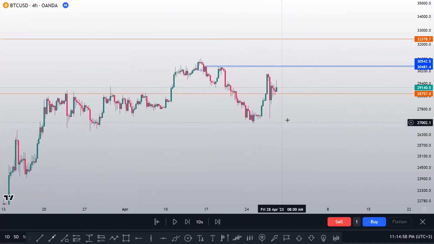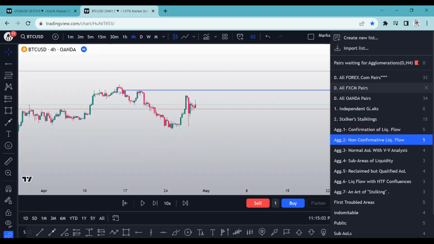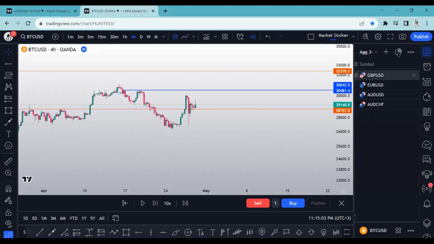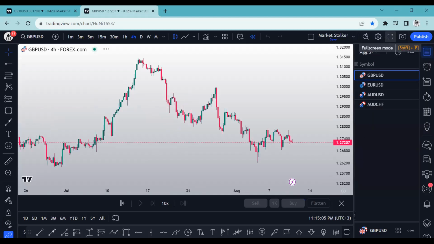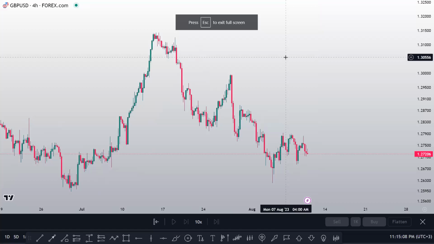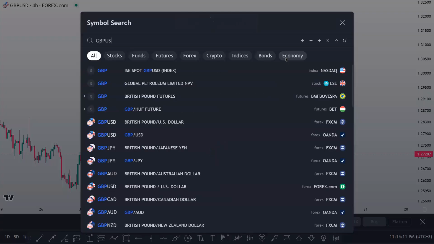Let me now discuss another important concept, which is the normal area of liquidity using the aggressive method or the validation violation method. So for example, let us look maybe at GBP/USD.